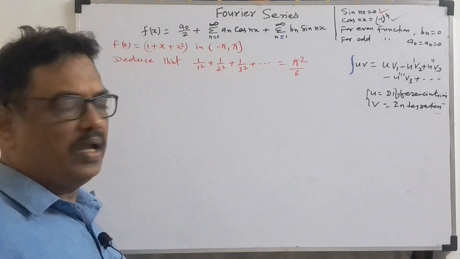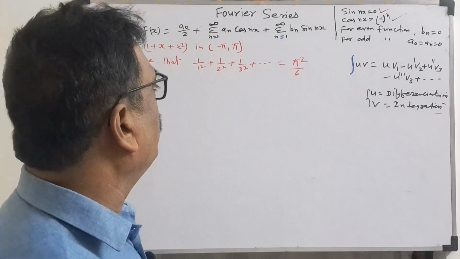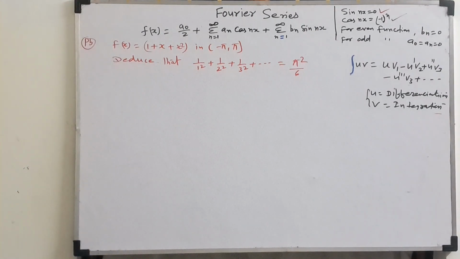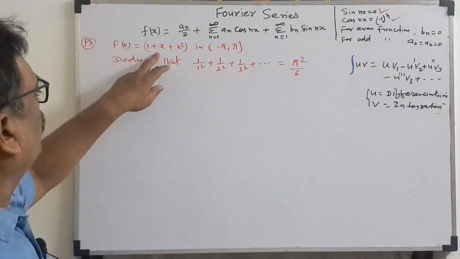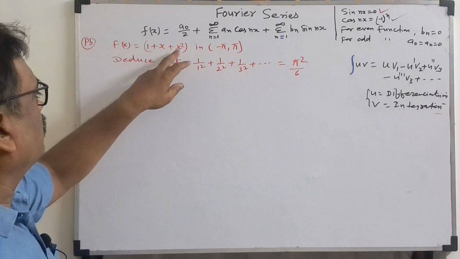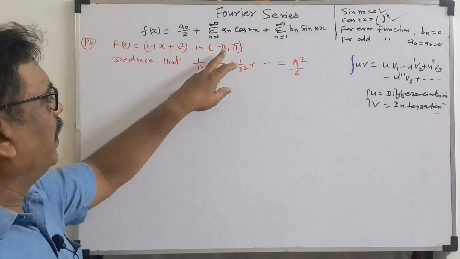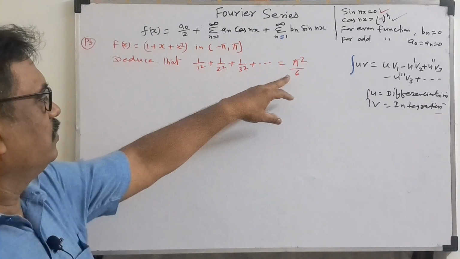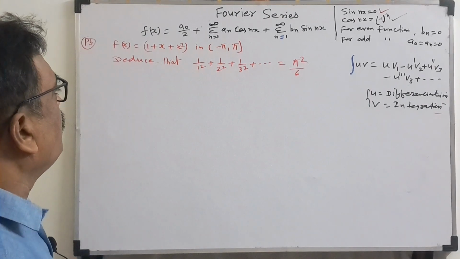Before, I also uploaded Fourier series problems and discussed some basic concepts. So I have taken another question. The given function is f(x) = 1 + x² in the interval from minus pi to plus pi. And there are also some results to deduce from the Fourier series, so we have to prove this also.